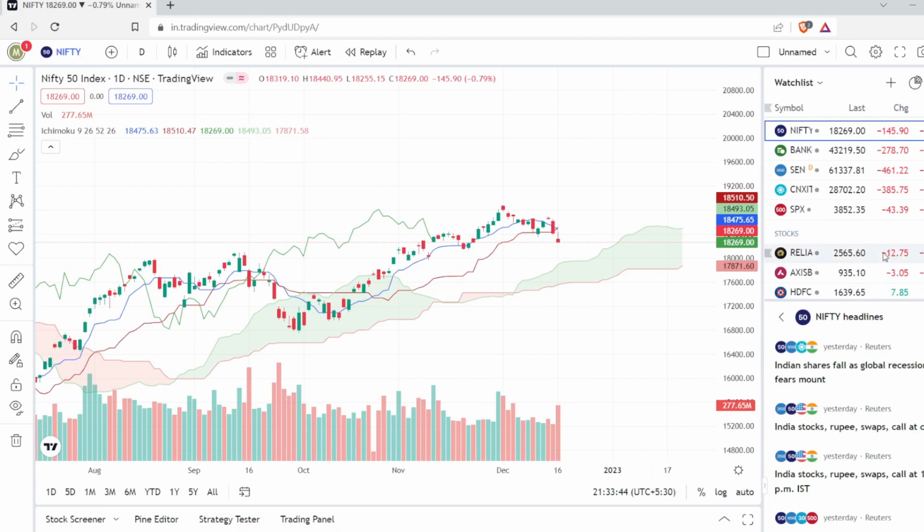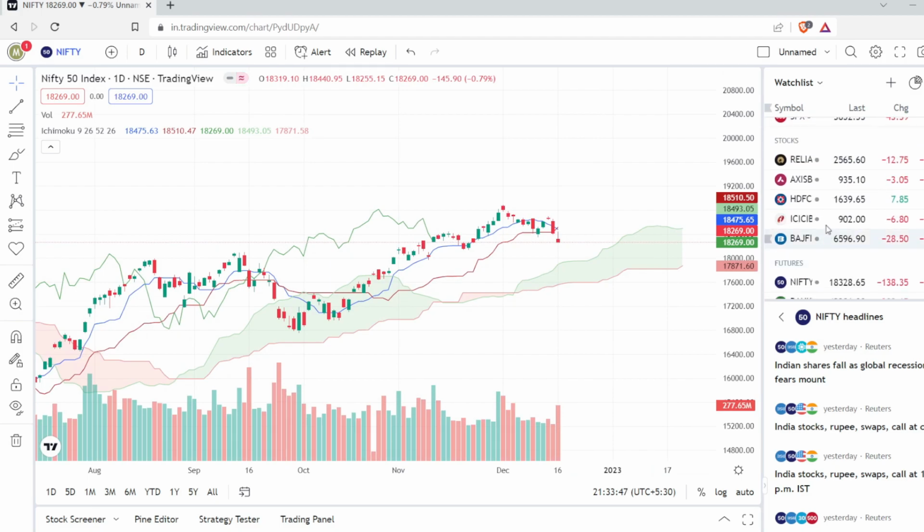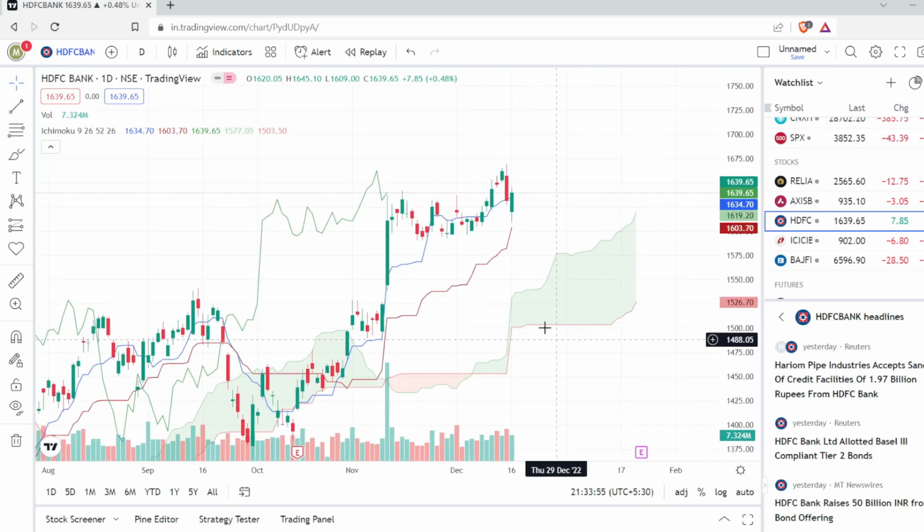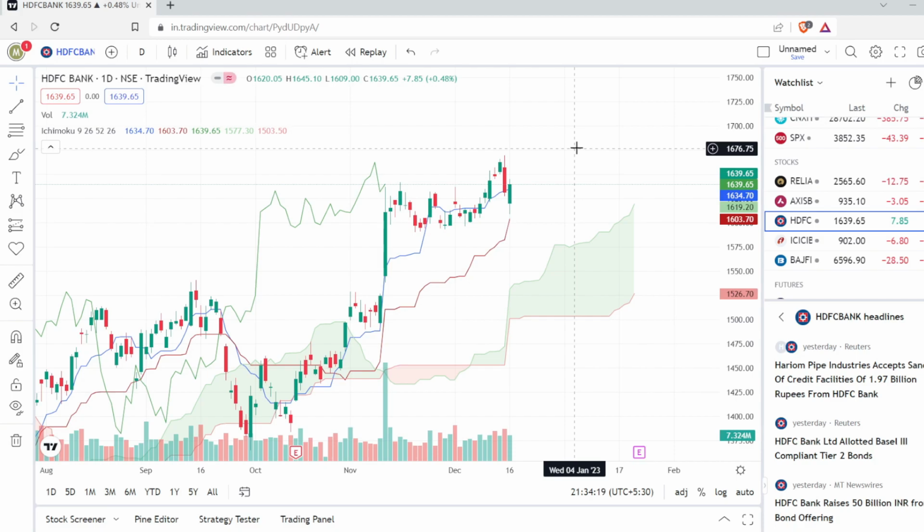I'll show you something, a bullish trade. Wait a minute. Let us check HDFC. In HDFC, let us see. The price is above the Kumo cloud, so it's bullish. The conversion line is above the baseline, again it's bullish, and the lagging span is above the price line, so again it is bullish. So HDFC is bullish from all angles, right? Does not mean that you should take a trade in HDFC right now, but it is bullish from all angles.